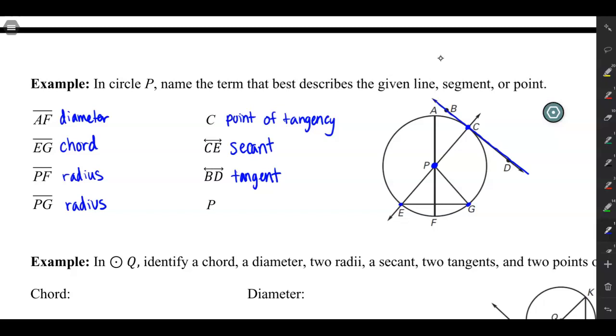Okay, and then my final one is point P. This one's probably the easiest one. We actually started by talking about this. Point P is the center of the circle. It's kind of what everything in the rest of the circle revolves around and is centered on.